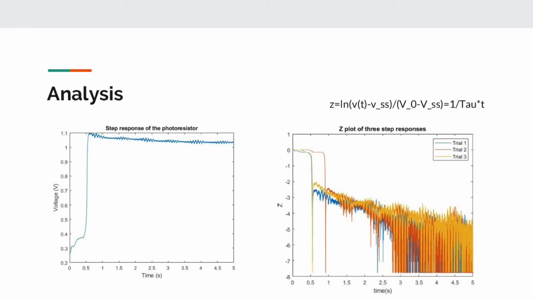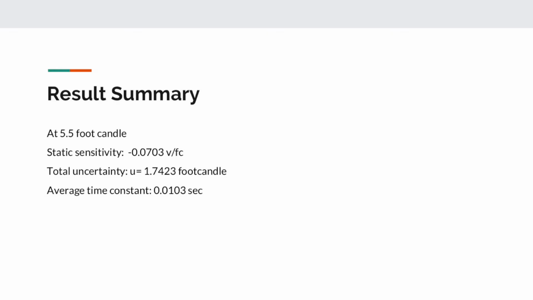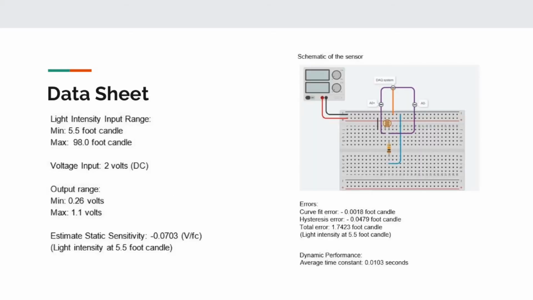This figure shows the voltage output data during the dynamic calibration process. Using the formula above, we can convert the voltage data to a z-plot, and through calculating the slope of the declining straight line, we can estimate the time constant of the photoresistor. Based on our analysis, at 5.5 foot-candles, the result is shown in this figure. Here is our datasheet for this experiment.